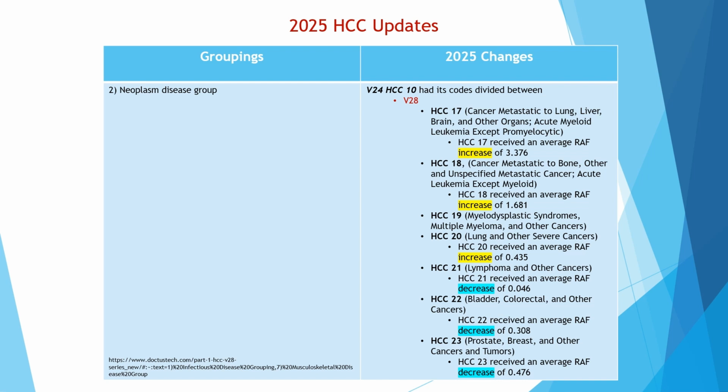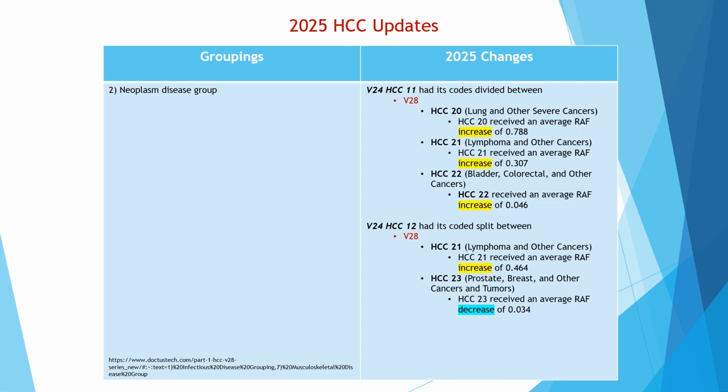HCC 21, lymphoma and other cancers, received an average RAF decrease of 0.046. HCC 22, bladder, colorectal, and other cancers, received an average RAF decrease of 0.308. HCC 23, prostate, breast, and other cancers and tumors, received an average RAF decrease of 0.476.